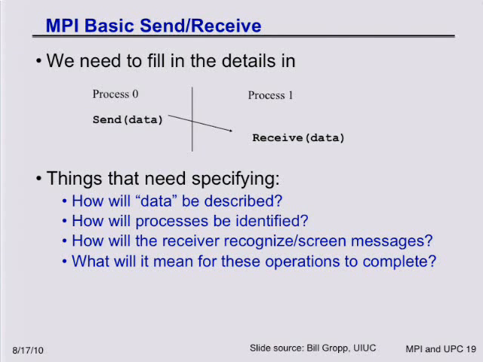So what else do you need? You need to know how you're going to describe the data. You're going to give a pointer to it. You say how big it is. Can it be a data structure, a more complicated data structure like a linked list? How will the processes be identified? So how do you know that you're sending from 0 to 1? How do you recognize that you're receiving the data from a particular place? And then actually probably the most subtle question is, what does it mean for the operations to complete? So you send the data. Do you sit and wait for the data to be received on the other side? Or does that data kind of go off into the network and you never know whether or not it's arrived at the other side?